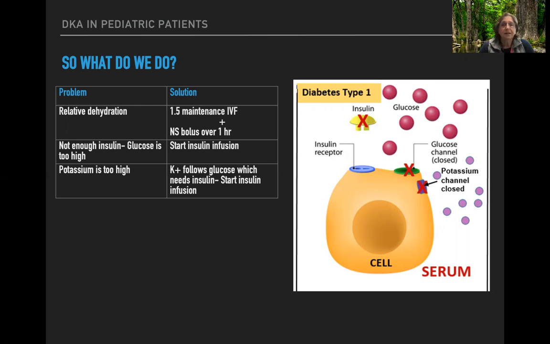Okay, so there's not enough insulin. So glucose is too high, and your potassium is too high. So what do we do? We start an insulin infusion. With insulin, potassium and glucose will be able to move into the cell, and you will see less hyperosmolarity, meaning that there are more molecules out here than there are inside the cell. So the extracellular space is hyperosmolar, which means that fluid from the inside of the cell wants to move out of the cell to balance this relative fluid imbalance.